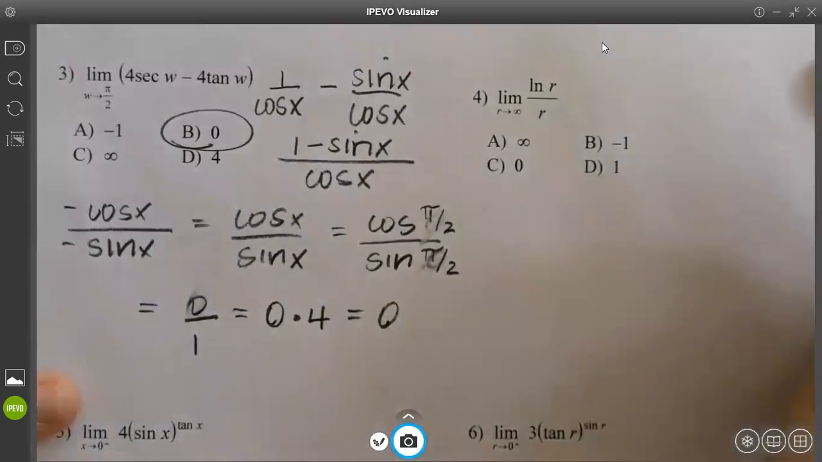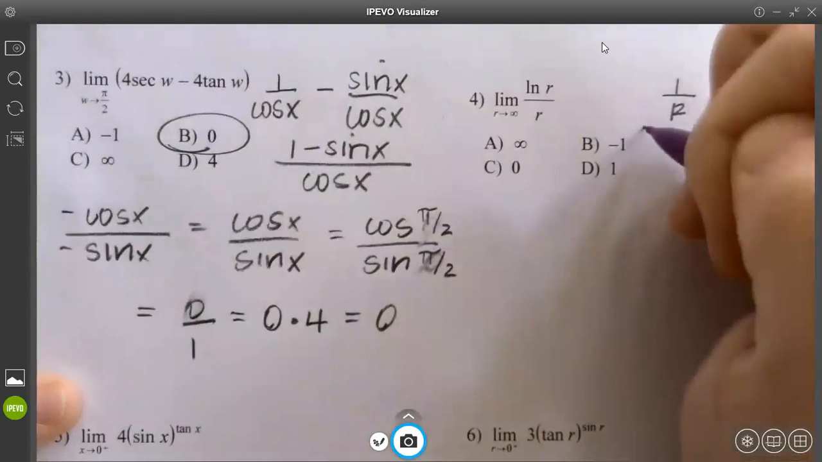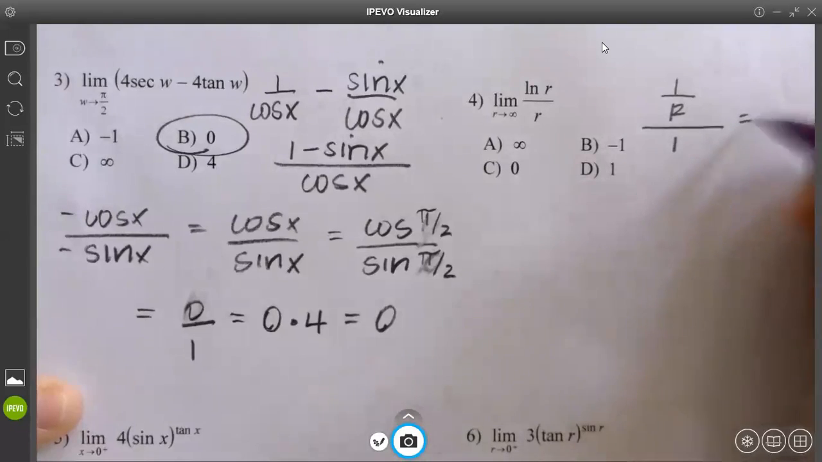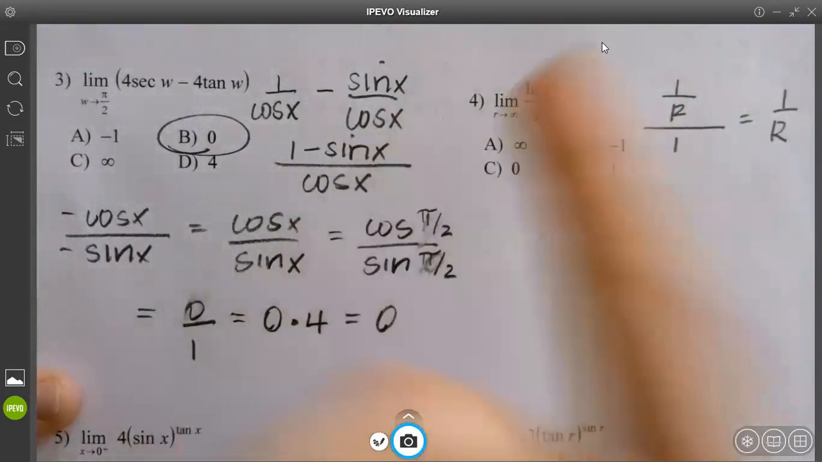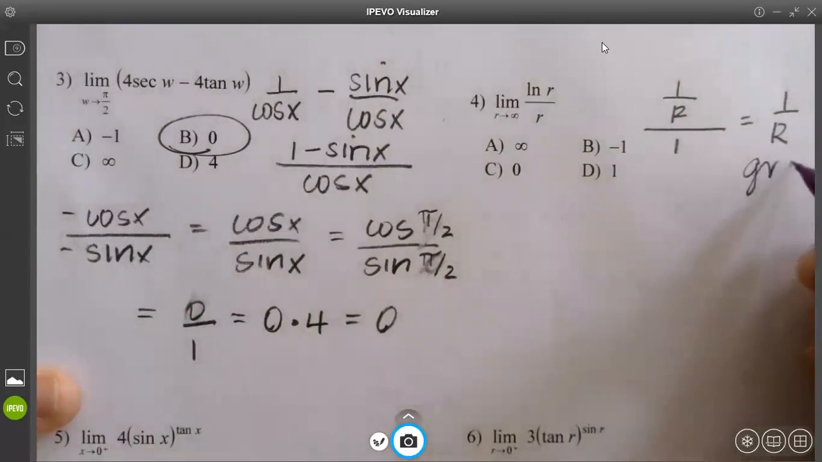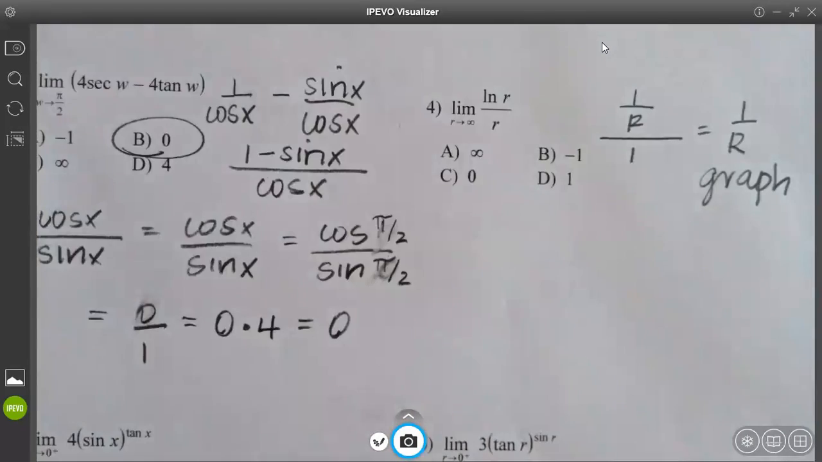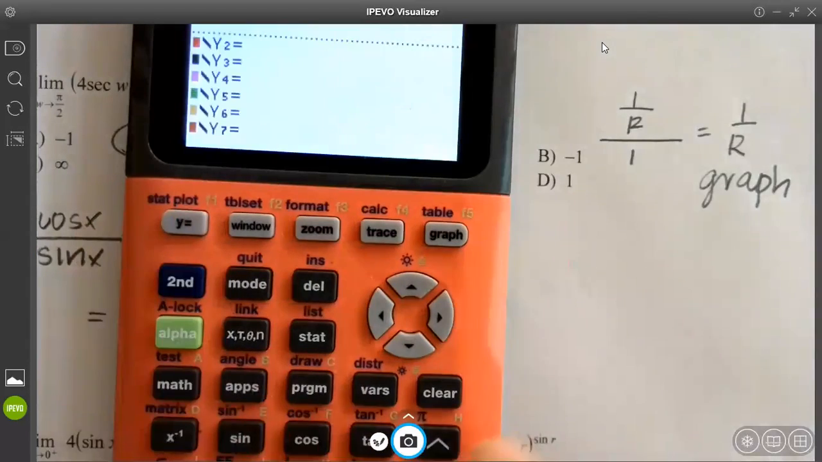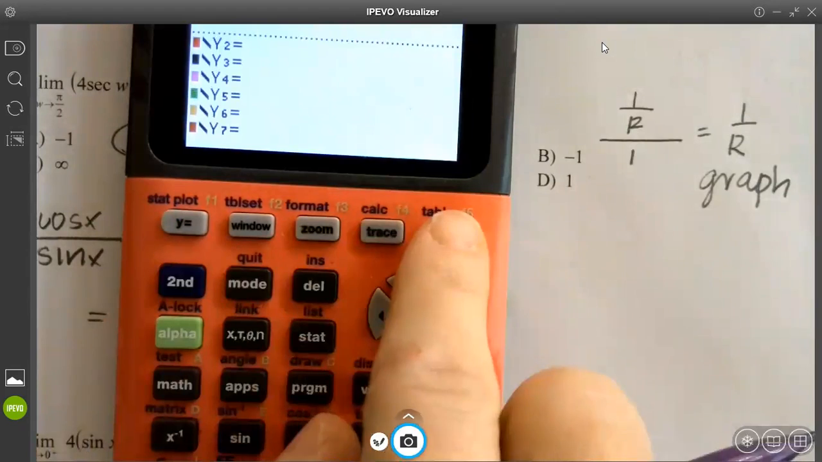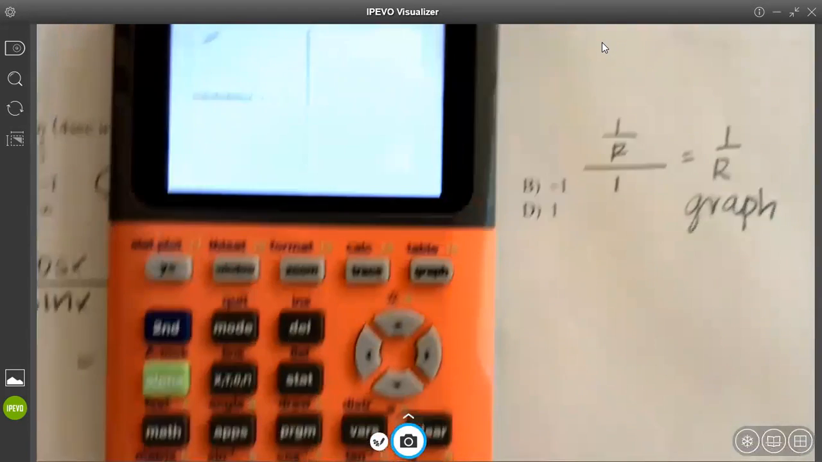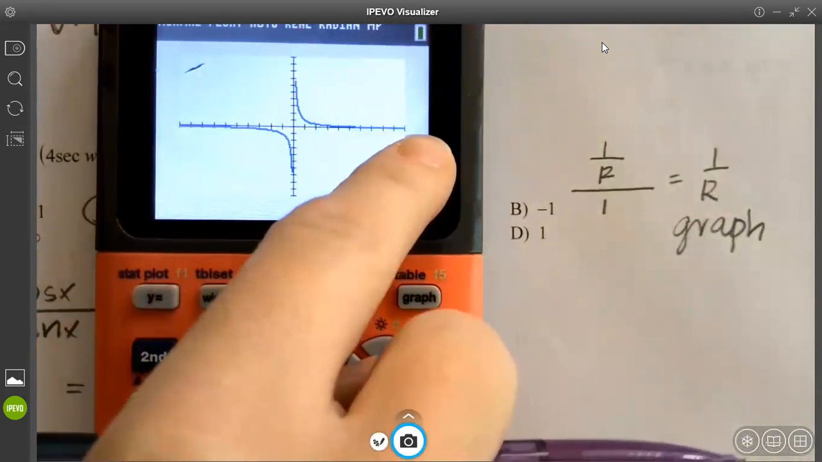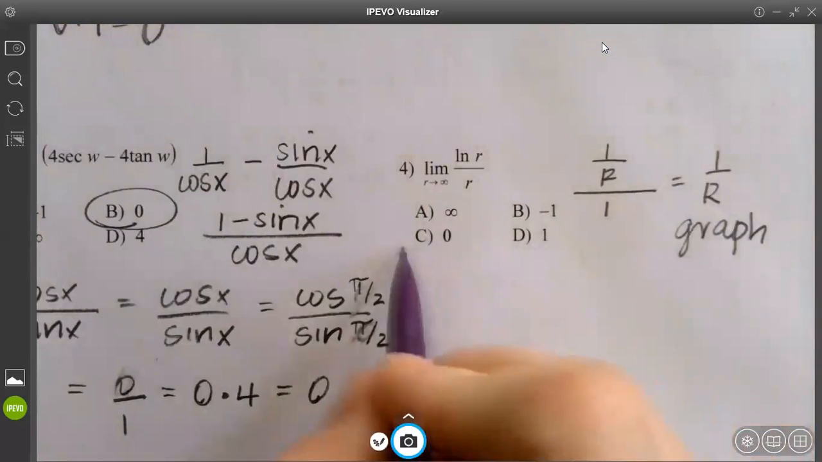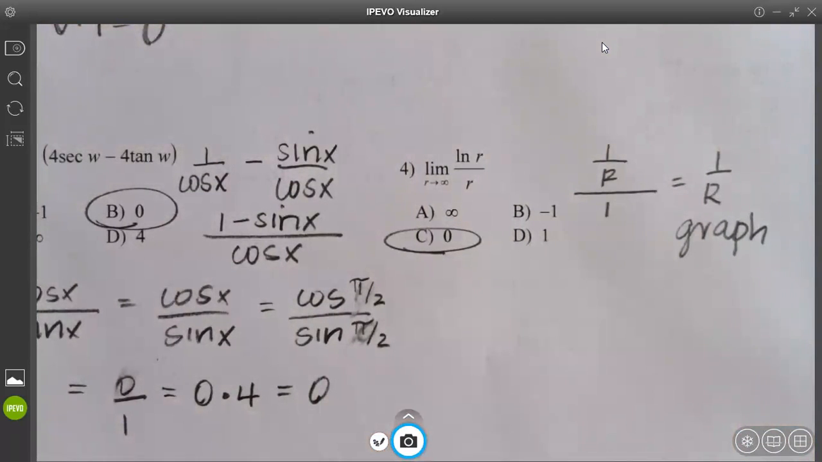Number 4. Take the derivative of ln r, which is, take the derivative of r, which is 1. This is the same thing as just 1 over r. When we have infinity, what did I tell you we needed to do? Graph it. When we graph, you should already know this, 1 over x. As we go to infinity, your graph gets closer and closer to 0. So very good.